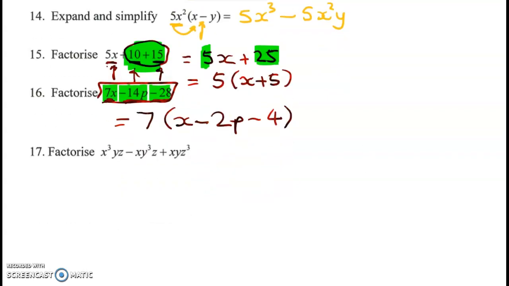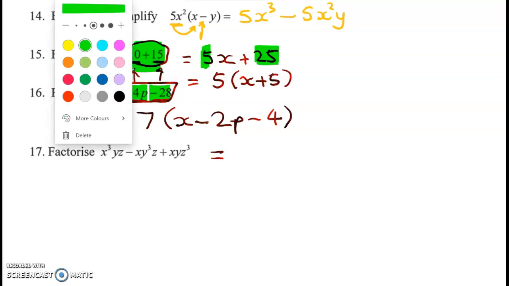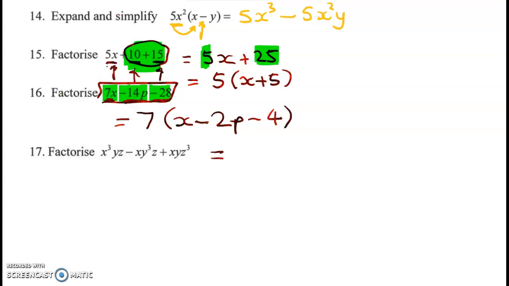Right, the next one looks terrible, but it's not. We're just looking for the highest common factor, and we work our way through the x's, the y's, and the z's. So look at the x terms. We've got x cubed, x, and x. The highest common factor in there is going to be x.